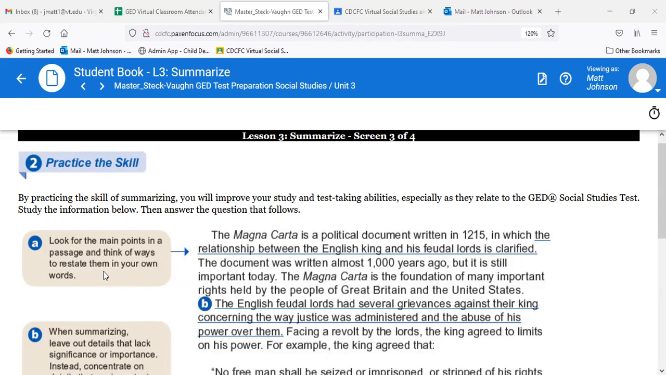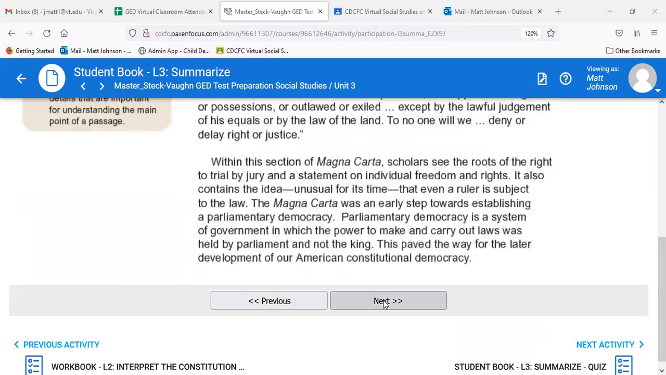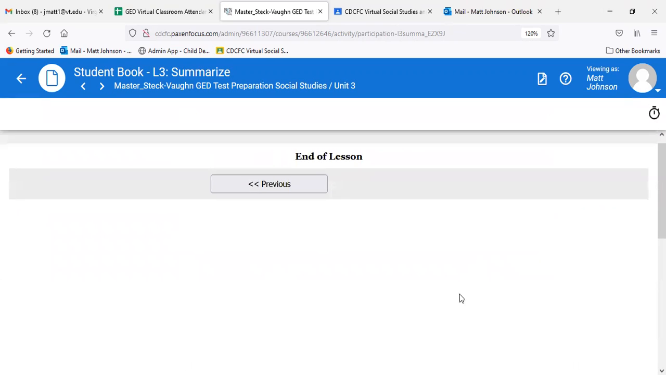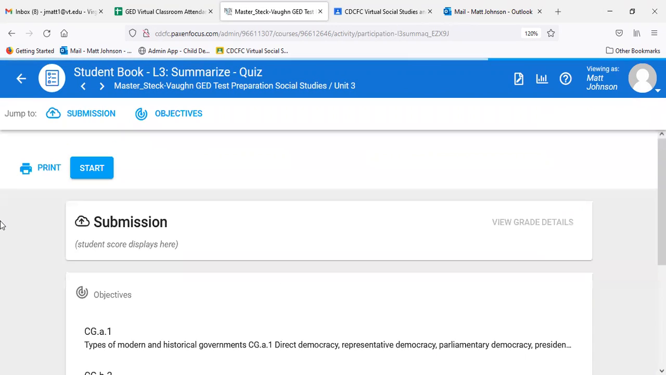All that other stuff is not as relevant as those points that they're making here, the underlined section. The relationship between the English king and the feudal lords was clarified in the Magna Carta due to concerns about the way justice was administered and the abuse of the power of the king. And that's basically paraphrasing what's there. So that's going to be pretty much the exercise for today, looking at some other passages and thinking about that. So let's go to the quiz.